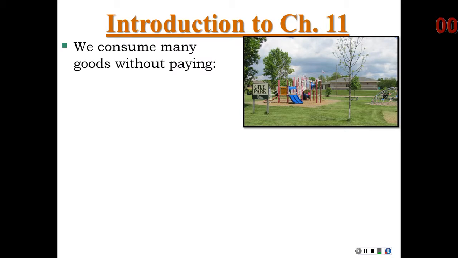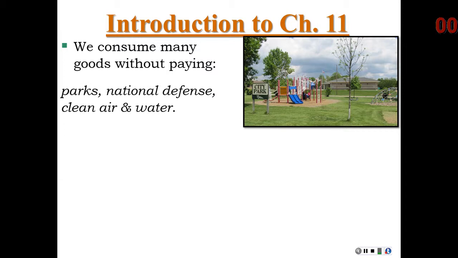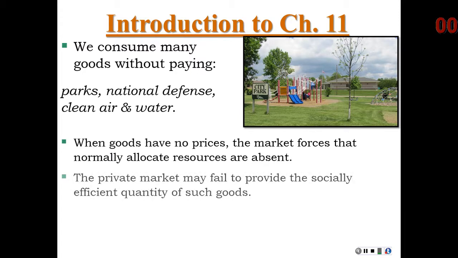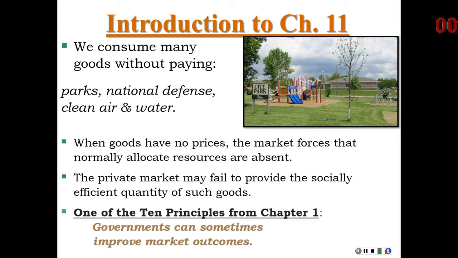For example, we consume many goods without paying for them. Therefore, there's not an intuitive pricing mechanism to represent the costs and benefits of those resources, right? Parks, national defense, clean air and water, and so on. When goods have no prices, the market forces that normally allocate resources are really absent or just inadequate. Therefore, the private market may fail to allocate these resources efficiently or in a socially optimal way. Therefore, governments can sometimes improve market outcomes in these circumstances.